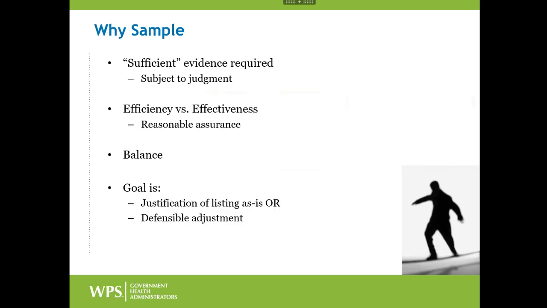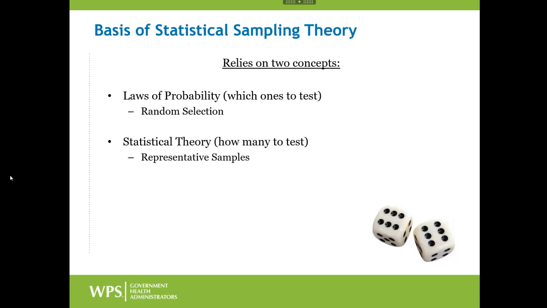So we talked about sufficient evidence. That's required. That's, of course, subject to judgment. We talked about quantity versus type of evidence, efficiency versus effectiveness, and the goal overall is to justify the listing as it is or have the basis for a defensible adjustment to correct the listing, specifically to correct the cost report. Now, when we start talking about statistical sampling theory, it relies on two concepts.